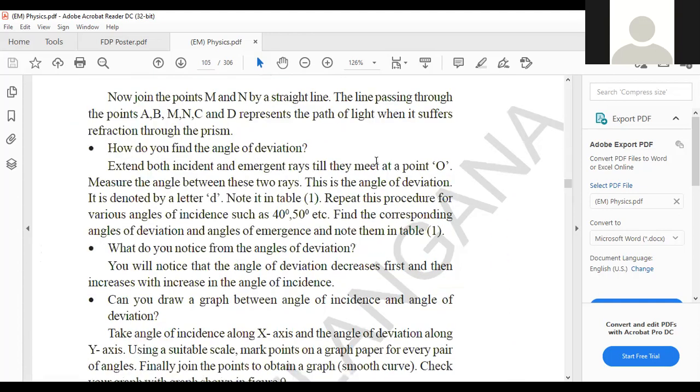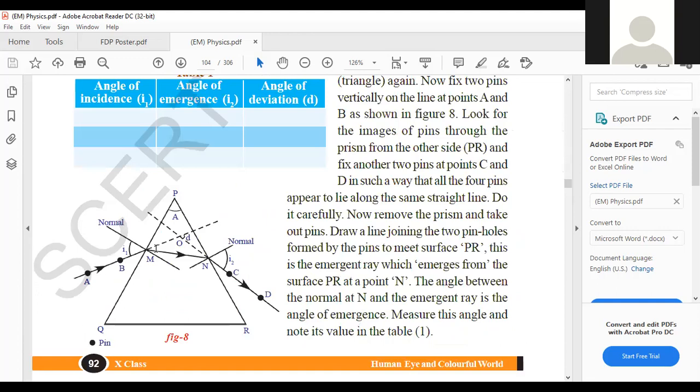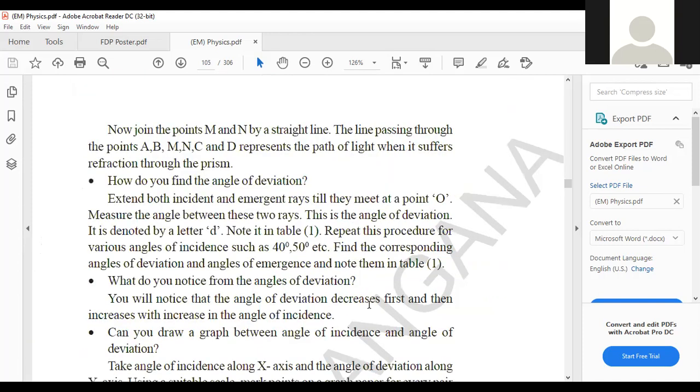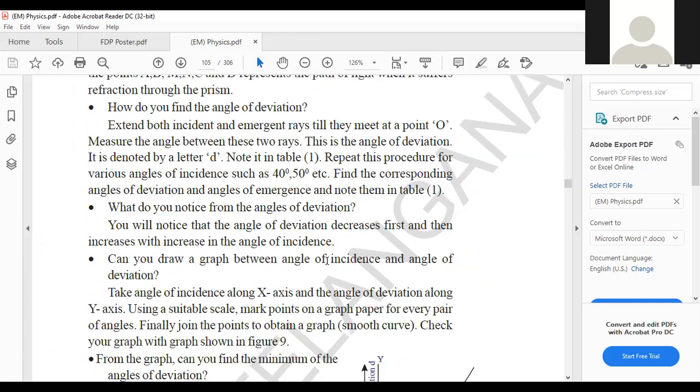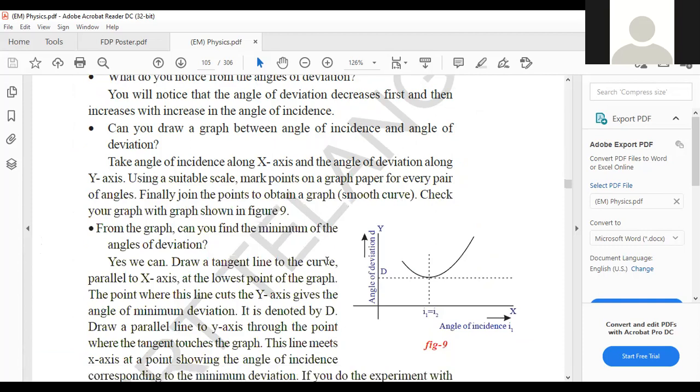After this, we have to extend both the lines. From the point M and point N, both the lines are extrapolated so that they meet at this point O, and the angle generated at this point is denoted as the angle of deviation. The angle generated by the extrapolation of the lines from M and N is the angle of deviation, denoted with D, right? So in this way we find the angle of deviation as well as the angle of incident light and angle of emergent light by using this laboratory activity, right? After getting that, we are going to plot a graph.